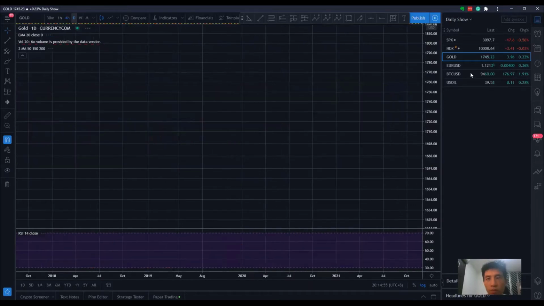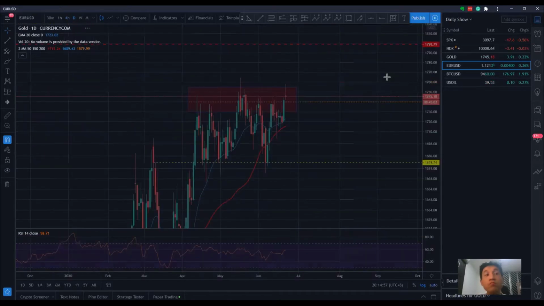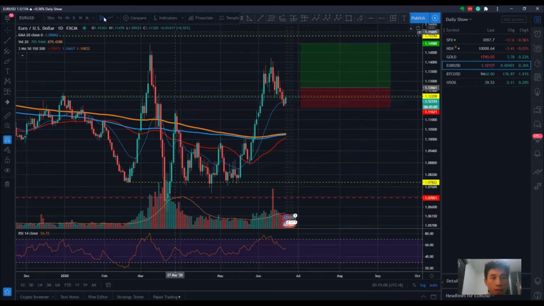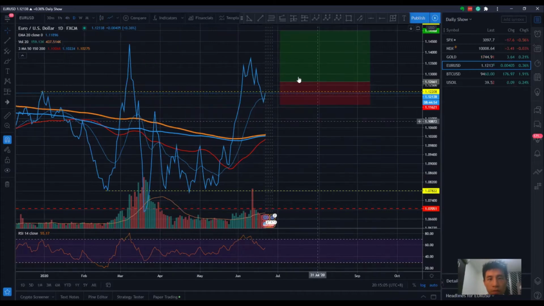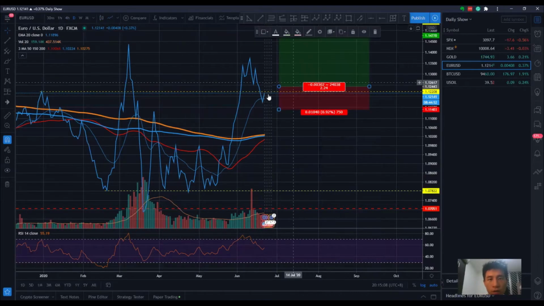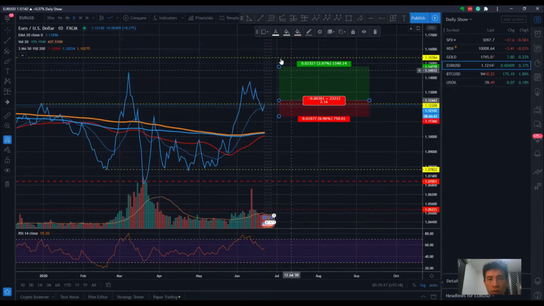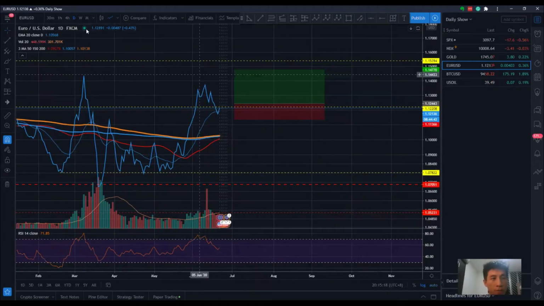Otherwise, let's move over to Euro. Just a quick look. In terms of the daily chart, yeah, looking at some sort of potentially good bounce over here as well. If it does bounce, you look for a potential long, and then you have a stop loss somewhere around here, a good enough gap, and then you can target the next zone. So there could be a potential setup as well.